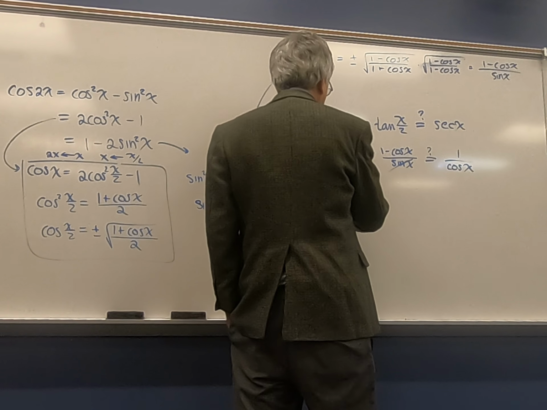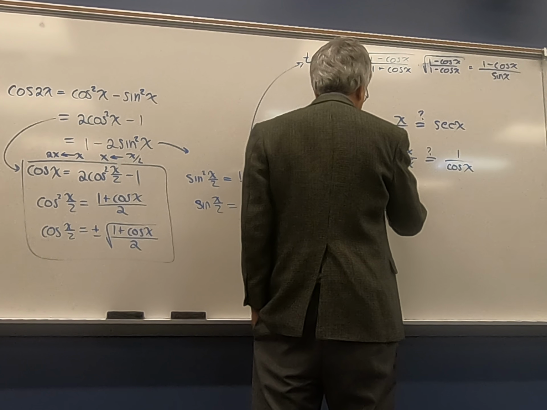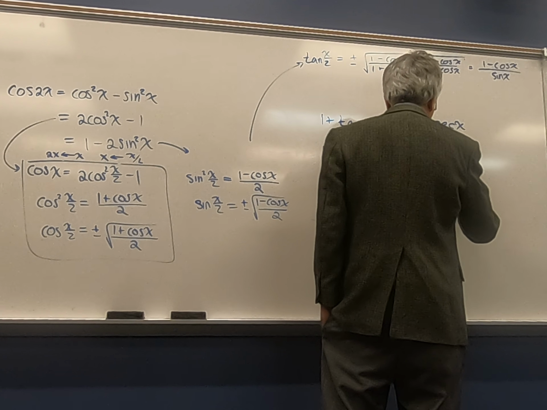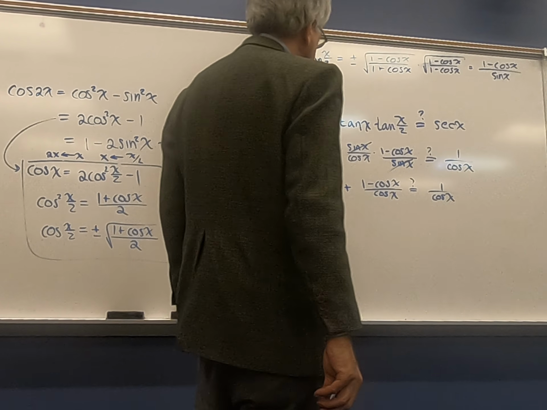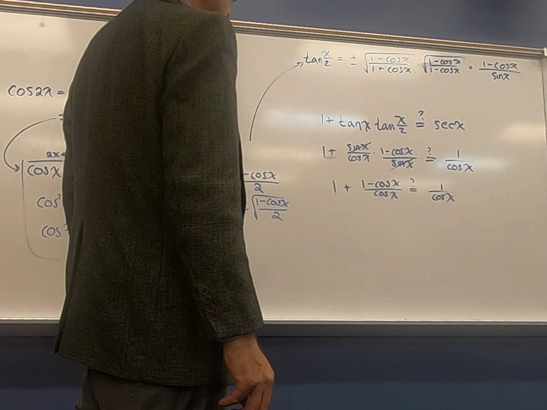So this is going to be 1 plus 1 minus cosine x over cosine x. Is that the same as 1 over cosine x? What's the trick there?